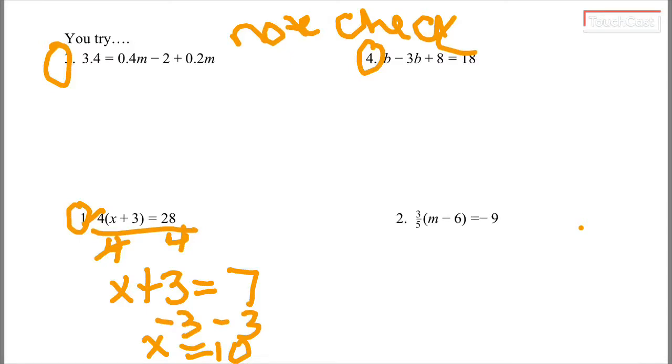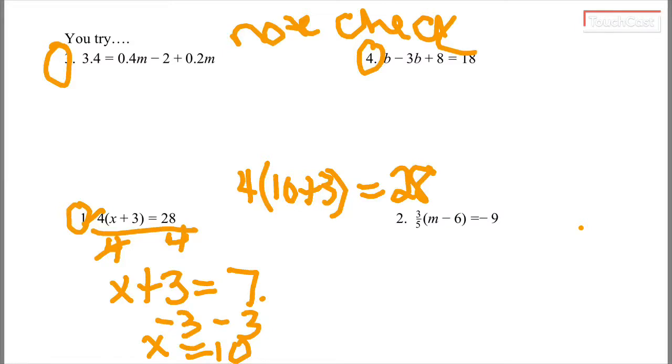Let's just check this to make sure we're right. 4 times 10 plus 3 equals 28. Something seems wrong. 4 times 13 is not 28. So something went wrong. Let's see what I did wrong. Okay, we divided by 4. x plus 3 equals 7 minus 3. Oh, I just did something really stupid, didn't I? Look at that. Oh my goodness.